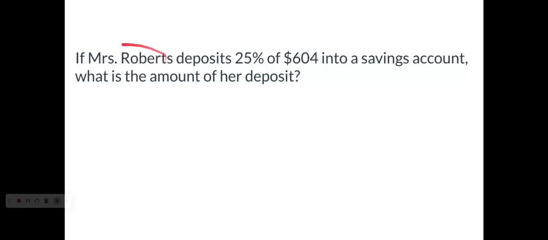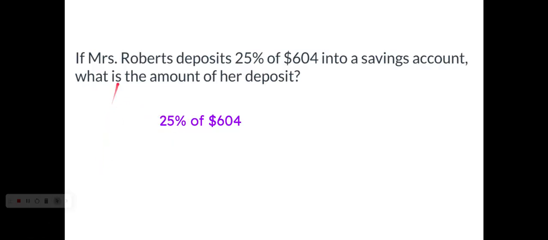If Mrs. Roberts, that's me, deposits 25% of $604 into a savings account, what is the amount of her deposit? So, in not so many words, this is just asking what is 25% of 604? Remember to make a percent into a decimal. You move it over 2 decimal places to the left.